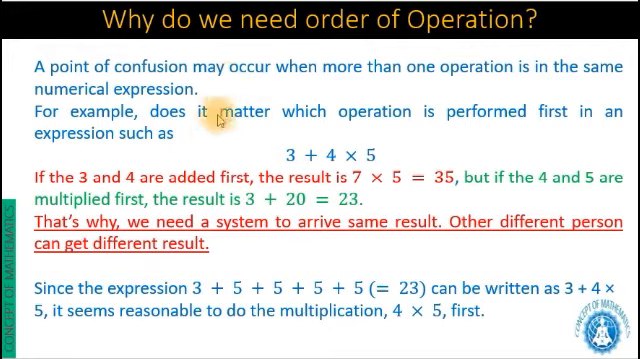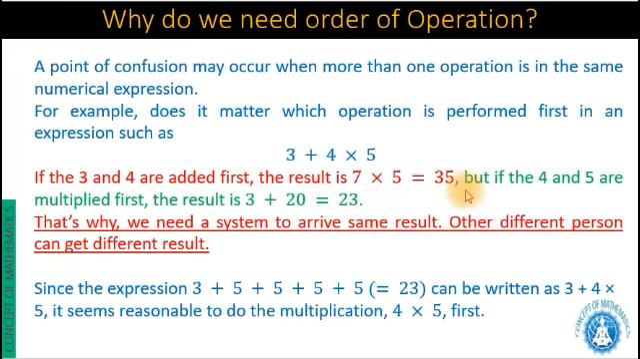For example, does it matter which operation is performed first in an expression such as 3 plus the quantity 4 times 5? If the 3 and 4 are added first, then the result is 7 times 5 equals 35. But if 4 and 5 are multiplied first, then the result is 3 plus 20, that is 23.